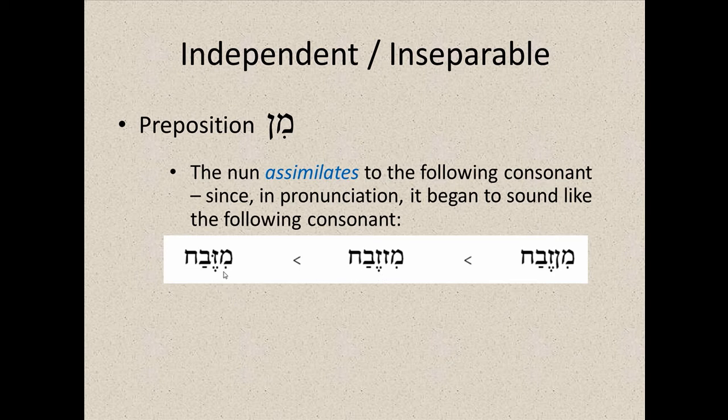Well, they didn't really drop it. It gets absorbed into the zayin consonant here, and that is shown or telegraphed by the doubling dagesh dot that's added. So mizevach, okay, from a sacrifice.